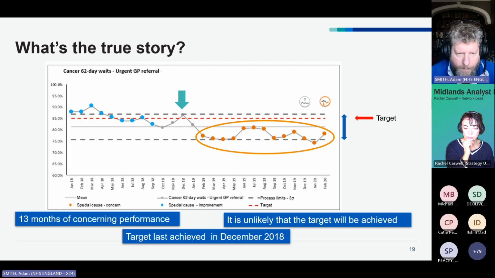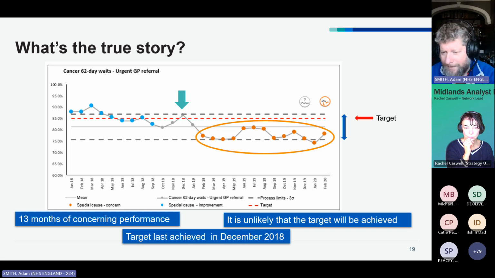We can see there when we put the arrows on, we've got that range of variation, we've got the target there, and we're really unlikely to hit that target, aren't we? Because the target, we need to be above that red line, and the target's right at the edge of our upper process limit. So it's unlikely we're going to be achieving that target much. And actually, the last time we did achieve that target was in December 2018. So this is February 2020.